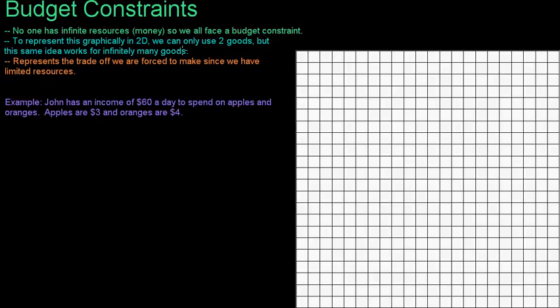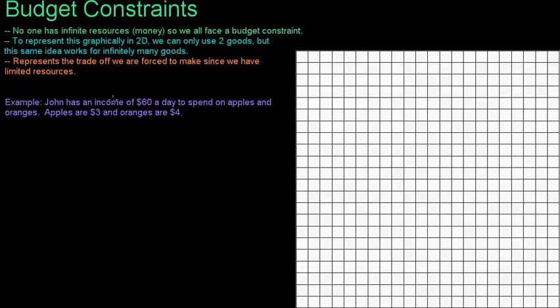The reason this is important is that it represents the trade-offs that we are forced to make since we have only a limited amount of resources. We can't have every single thing in the universe, basically. I don't think this is too abstract of an idea, and I think it's easiest to just get down to an example again. So that's what we're going to do.